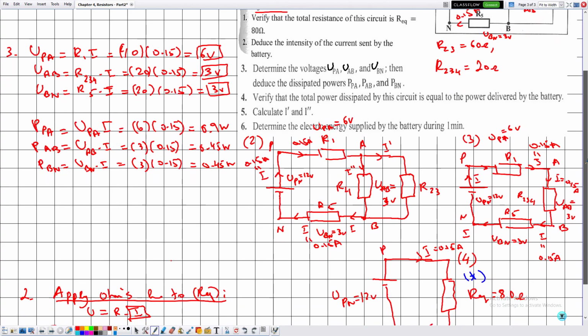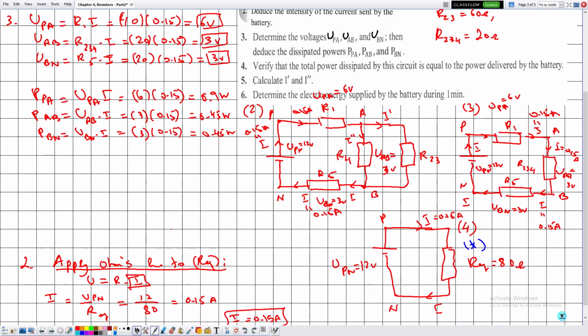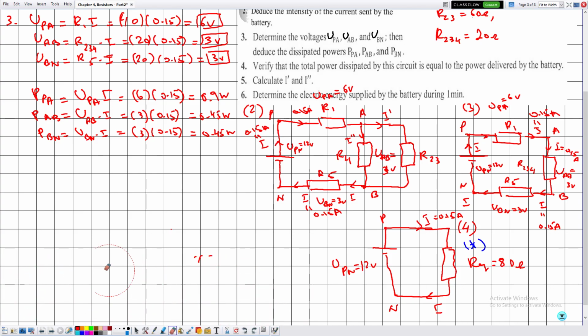Now as for part 4, they are asking us to verify that the total power dissipated by this circuit is equal to the power delivered by the battery. Now the power delivered by the battery is PPN, or the power of the generator, which is equal to UPN multiplied by the current I, which is equal to 12 multiplied by 0.15, which is equal to 1.8 watts, as we have just discussed.